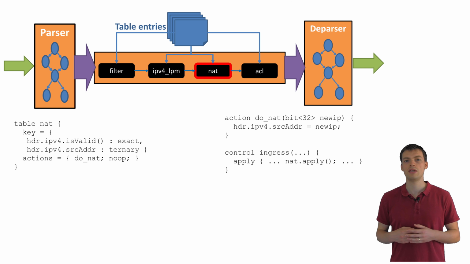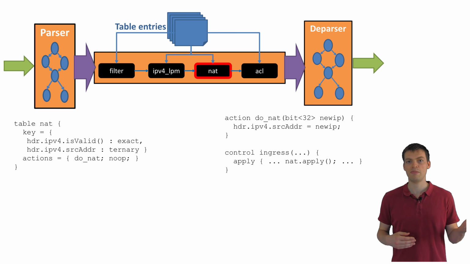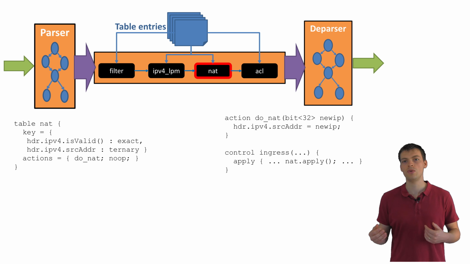Now, unfortunately, P4 programs may exhibit bugs. Let me show you what I mean by that. Let's zoom into table NAT. I'll use this as our running example from now on. Table NAT performs source address translation. It takes as input the IPv4 source address and translates it into a new address by means of action do NAT.